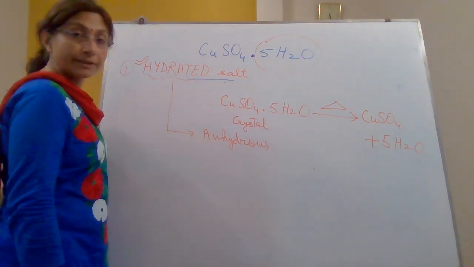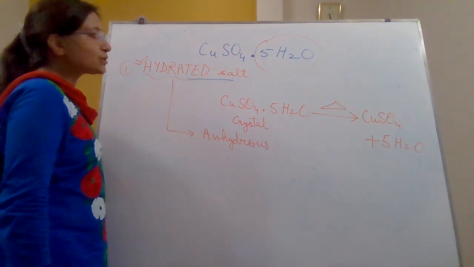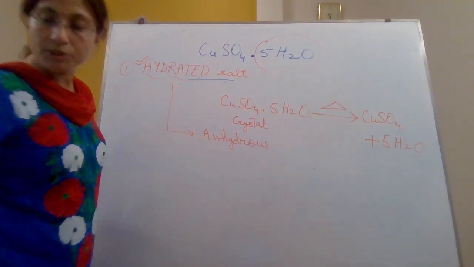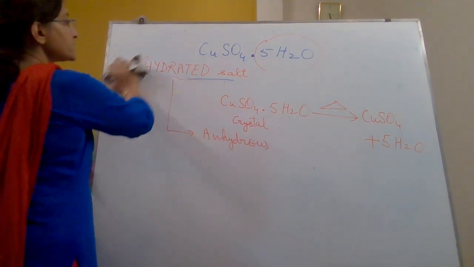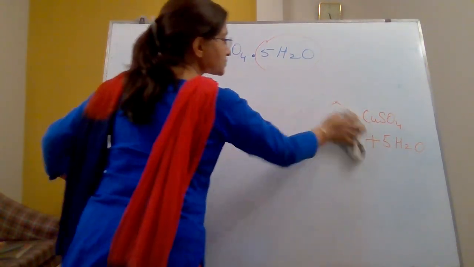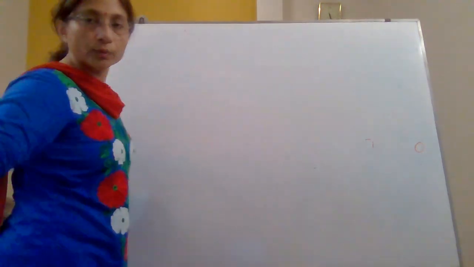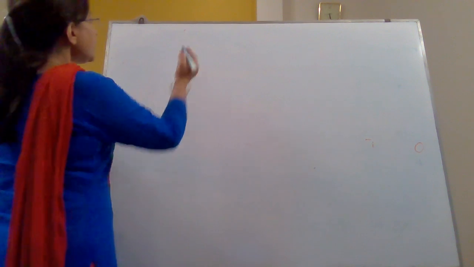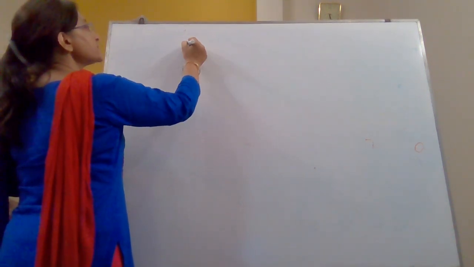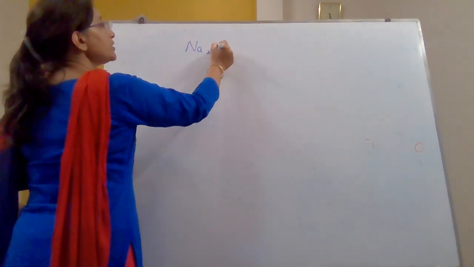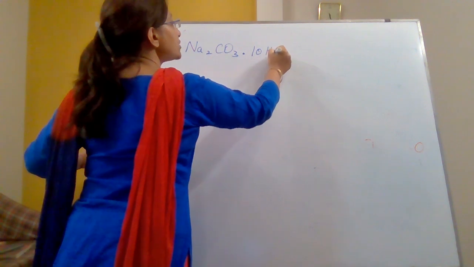Now, by linking this hydrated and anhydrous substances, let us talk of two more new terms which we call as efflorescence and deliquescence substances. Efflorescence and deliquescence substances. For this, let us once again take the example of Na2CO3.10H2O.